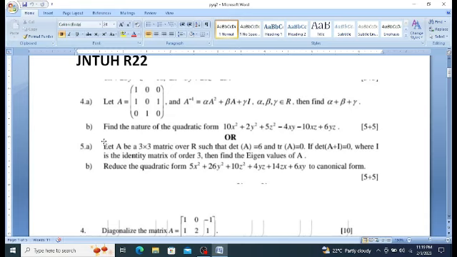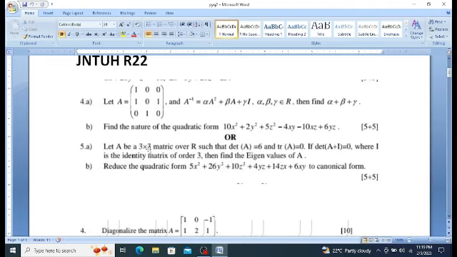Next question we have: let A be a 3 by 3 matrix over R such that determinant of A is 6 and trace of A is 0. If determinant of A plus I is equal to 0, where I is the identity matrix of order 3, then find the eigenvalues of A.